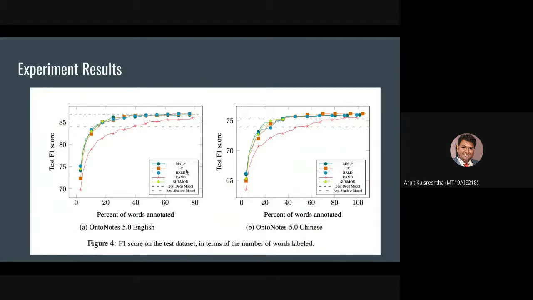So we can see that with the help of MNLP, the accuracy is increasing, especially in Chinese. There are two data sets. We have taken OntoNotes 5.0 English and OntoNotes 5.0 Chinese. This way they show that the accuracy is increasing over the standard deep model architecture, because they are using LC and MNLP. So these architectures perform better with the help of active learning in this paper.